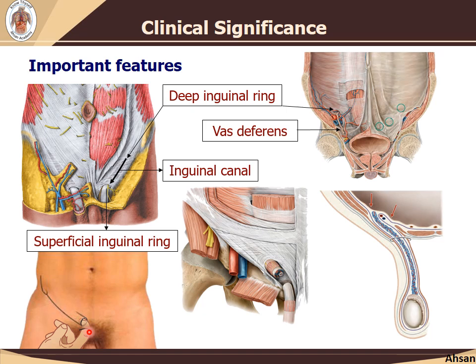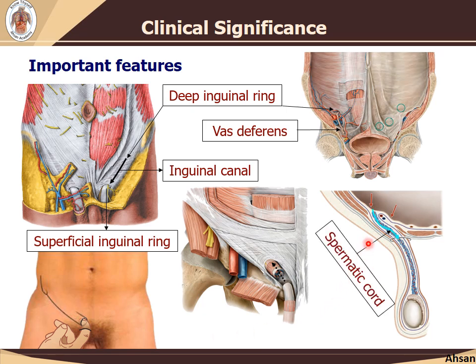We can feel it. This is the pubic tubercle, and the ring is situated just above and to the medial side. So if we place the index finger in this region, you can feel the position of the superficial ring, and easily you can push the skin inside the canal in the male, because it is well developed in the male. Naturally, this is a weak point in the lower part of the abdominal wall.